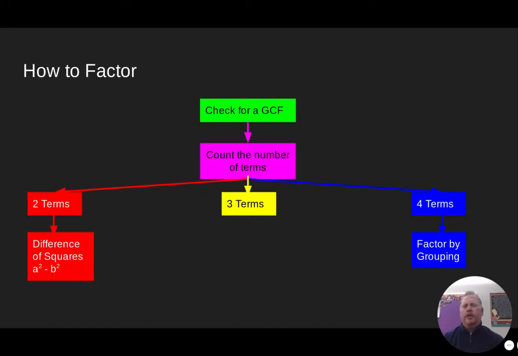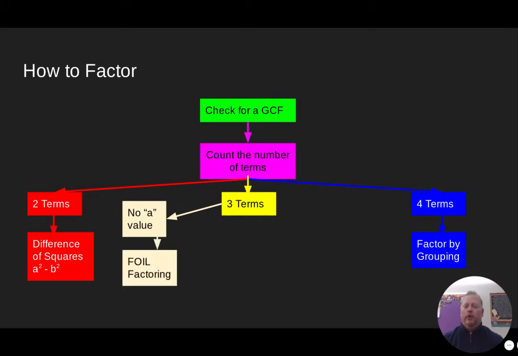So the first thing you want to do is check, is there an a value? Is there a number in front of the x squared? So if there is no number in front of the x squared, if there's no a value, then we're looking at FOIL factoring. And it has to have the format like this, x squared plus bx plus c. So an x squared, a number with an x, and then a number without the x. As soon as you see that format, you should automatically know FOIL factoring. But what if there is an a value?